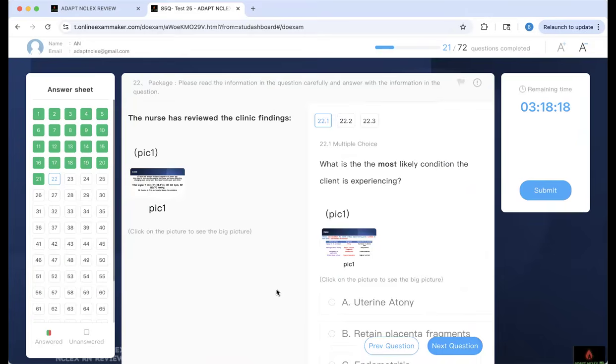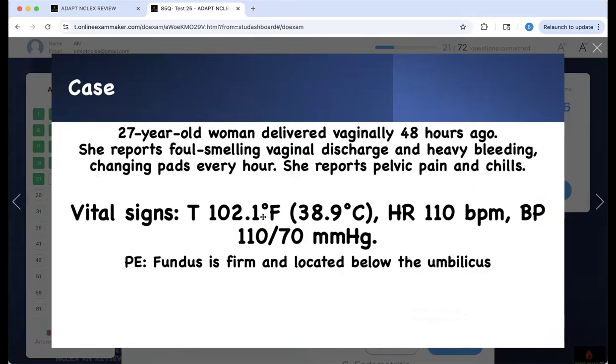Next Generation NCLEX. This is a bow tie question. A 27-year-old woman delivered vaginally 48 hours ago. She reported foul-smelling vaginal discharge and heavy bleeding. I delivered, now I'm having foul-smelling discharge at 48 hours, and I'm bleeding at the same time. Two things, foul-smelling and bleeding. Usually they don't occur at the same time, but something has to happen for this to occur. She's changing her pad every hour. Then there's pain and chills. So there's infection and there's bleeding, so you got to take care of it. We have temperature 101 and tachycardia, and this is all consistent with what we're talking about.